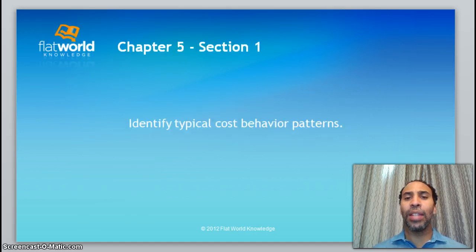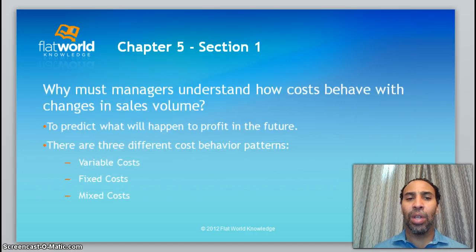All right, so identify typical cost behavior patterns. Why must managers understand how costs behave with changes in sales volumes? Well, it's all about decision making. Everything that we do in managerial accounting goes back to decision making. I need to know if I make 100,000 widgets and everything's great, if I make 200,000 widgets, is everything still going to be great? Or do I have to open up a new facility, hire new sales managers and new salespeople? So these are things that you have to think about.